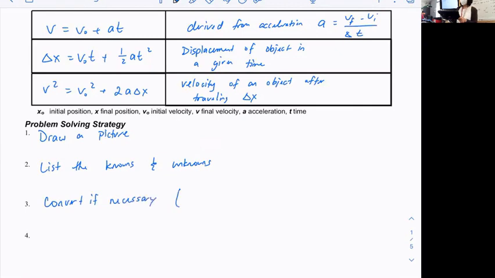So meaning if you've got kilometers per hour, what units do you need to be in? Can't be in kilometers per hour. You got to be in meters per second, okay? So keep that in mind. You need to be in meters per second whenever we're doing our units. And then determine what equation you can use.